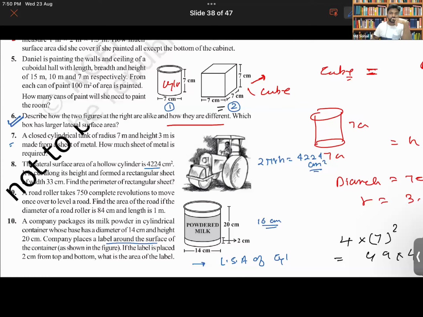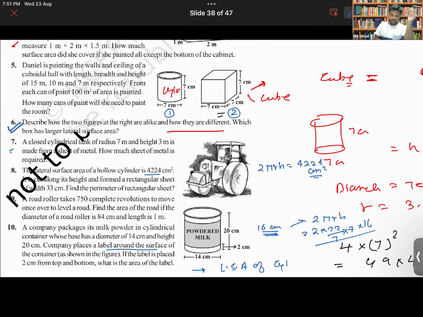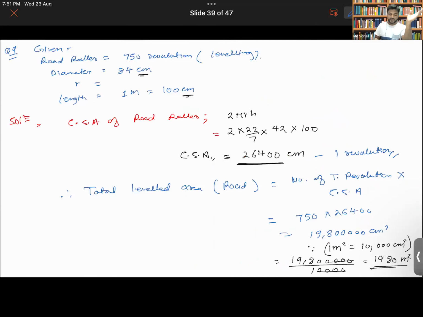So then we can do what in here? We have to find the lateral surface area, so we multiply it with 16 here, since we have already got the height of the sticker. So simply the formula will be 2 pi r h, 2 into 22 upon 7 and radius is going to be 7 centimeter, multiplied by 16. Getting 704 centimeters square. Okay, very good. So that one is also easy.